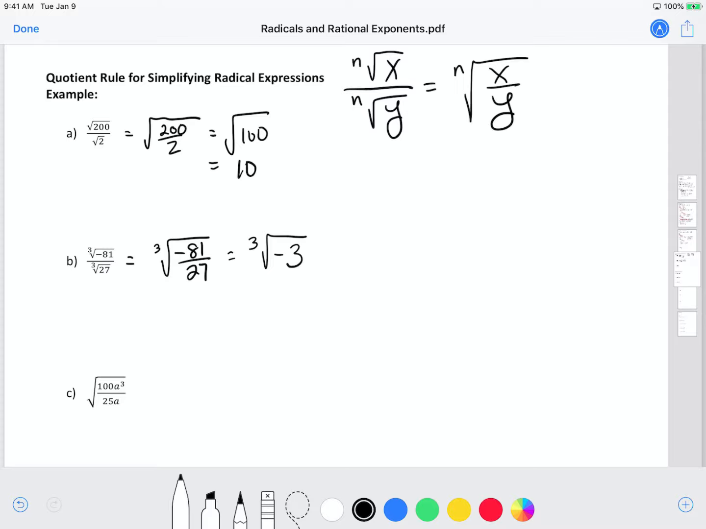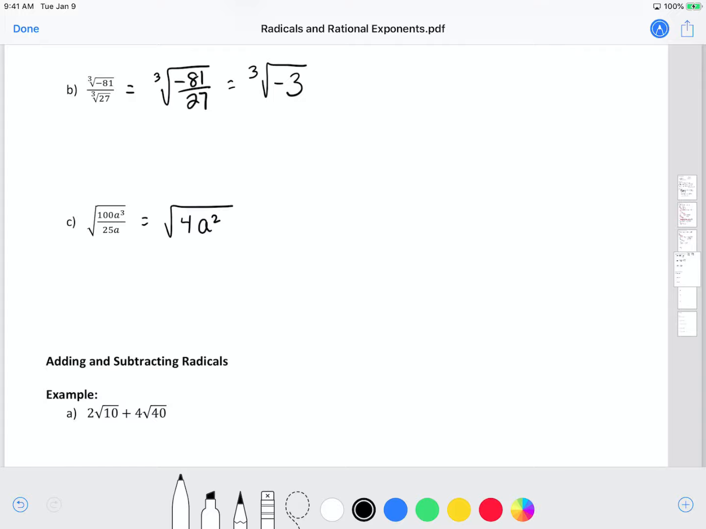The next example, I can take 100 divided by 25, and I can take a to the third divided by a, which is a squared. Using our exponent rules, since a to the third and a have the same bases, I just subtract my exponents. Now I can take the square root of 4, that's 2, and I can take the square root of a squared, that's just a, because I would have a times a, I have two a's, and it can come out as 1a.